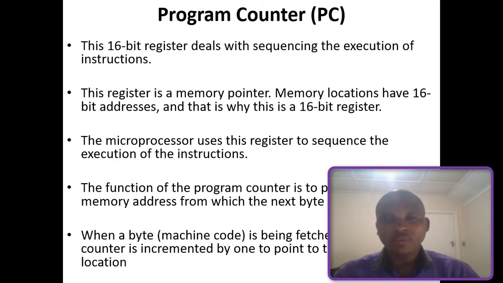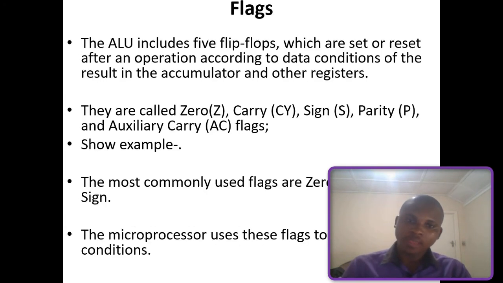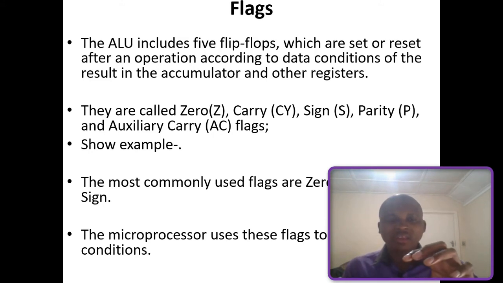For the program, we've got the program counter. Here I didn't explain what condition will be tested by the zero flag and by the carry flag. The zero flag will be testing the result in the accumulator. If the result in the accumulator is zero, then our zero flag will be set, and if the result in the accumulator is not zero, then the zero flag will be 0.